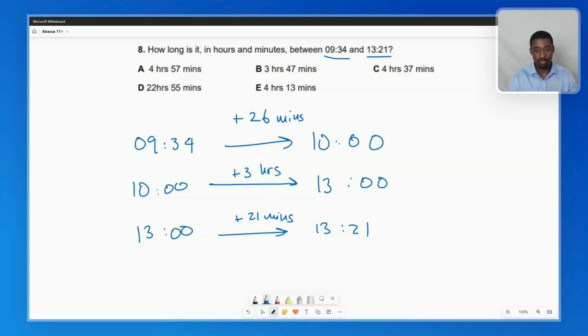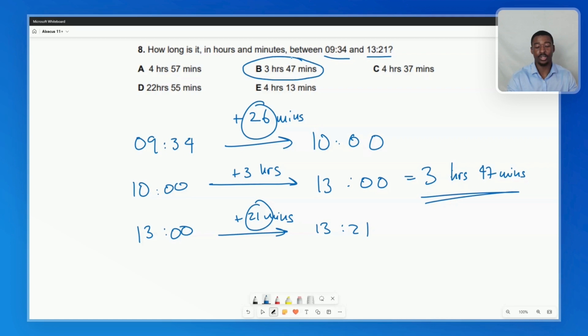So now we have 3 hours plus 26 minutes plus 21 minutes. And that should give us 3 hours and 47 minutes, because 26 plus 21 is 47. So that's our answer, and we can see that's also an option. Option B, 3 hours, 47 minutes. That's how we work out these clock difference questions.